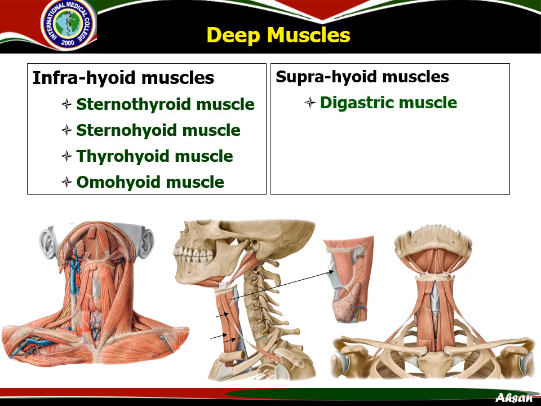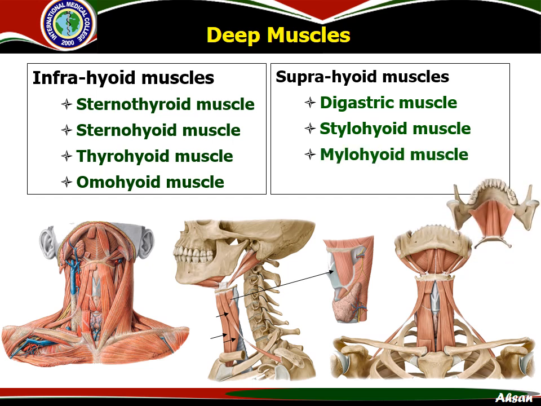Suprahyoid muscles are muscles that remain above the hyoid bone. Those are the digastric muscle, stylohyoid muscle, mylohyoid muscle, and geniohyoid muscle, as shown by the arrows. The two bellies of the digastric muscle are shown by the white arrows.